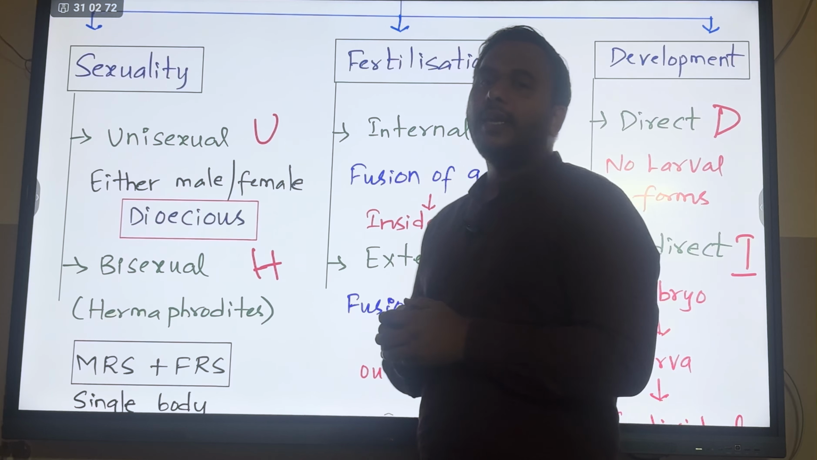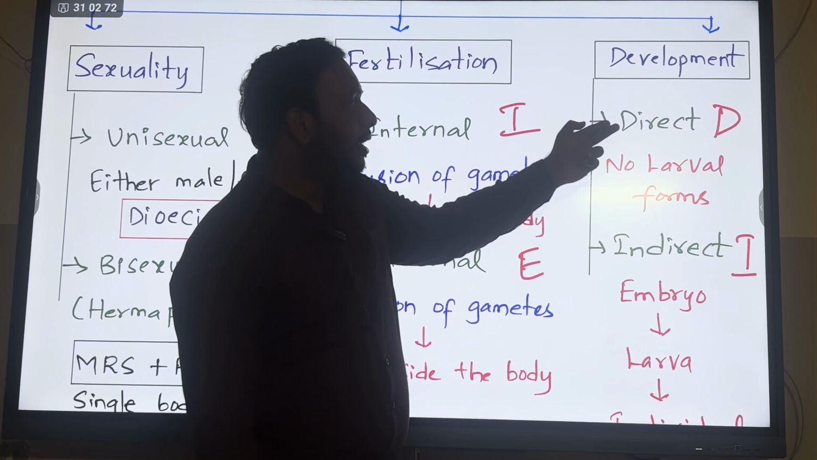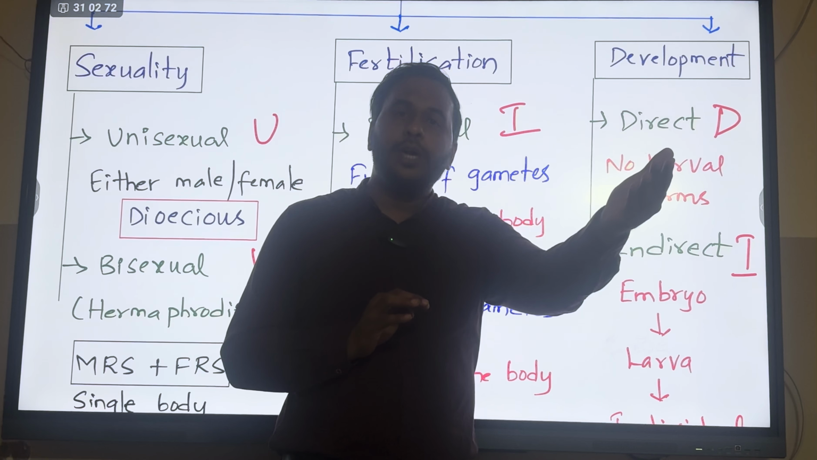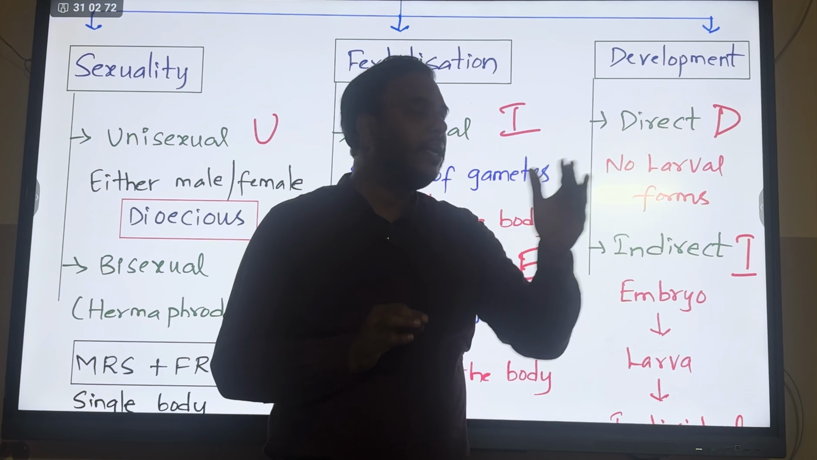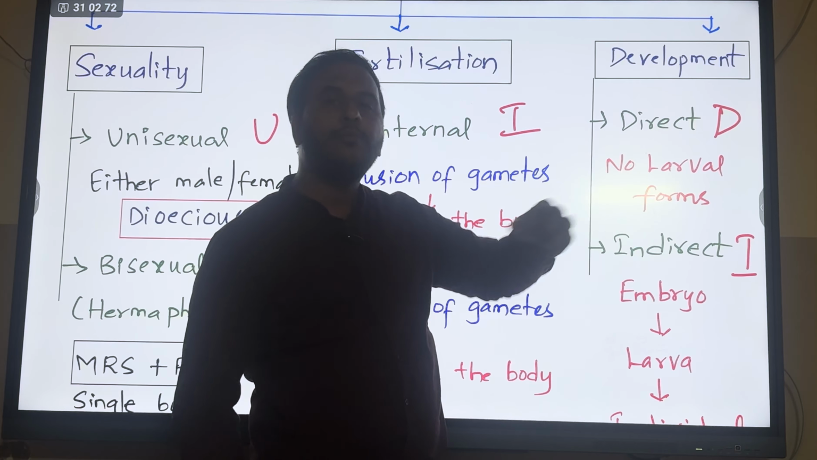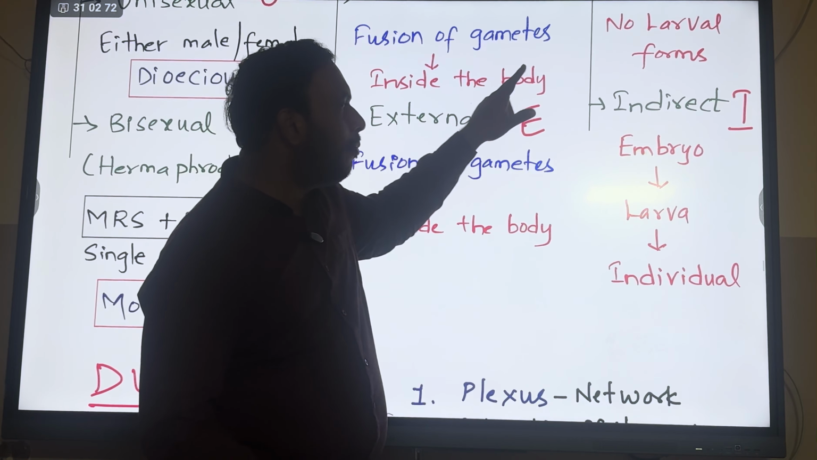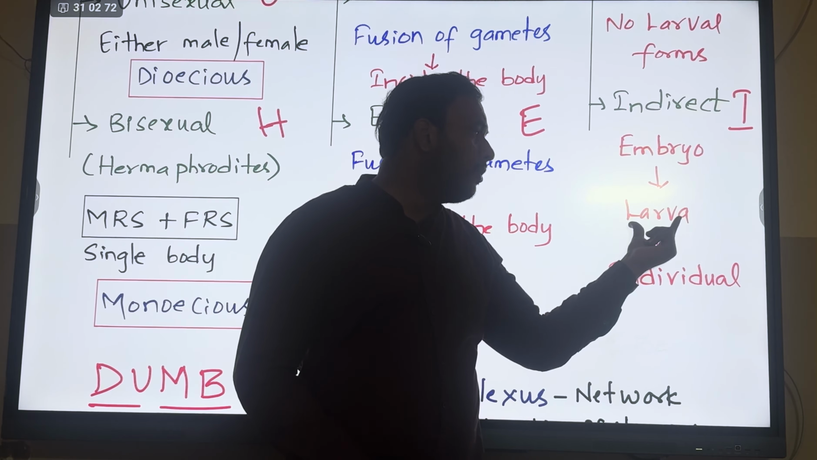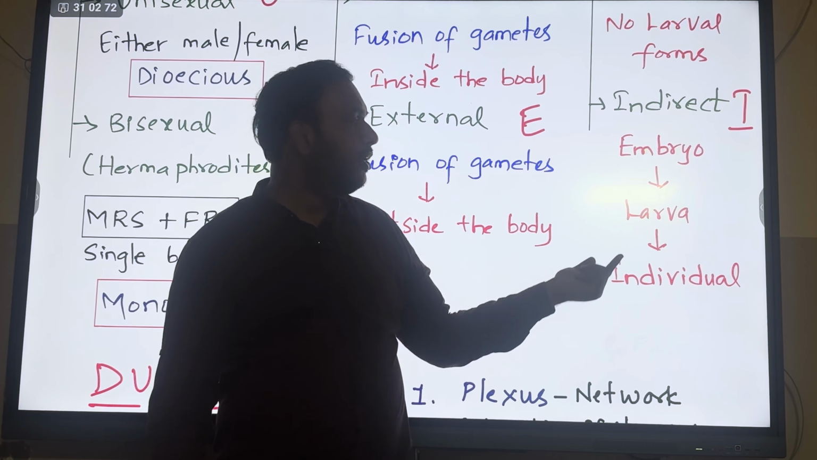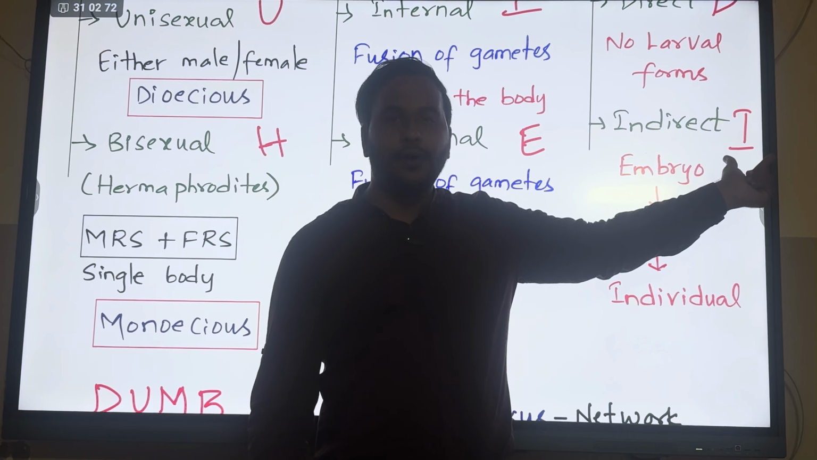Development is nothing but the development of the embryo. Direct development means zygote, embryo, new individual. That means the entire individual, there is no larval form. We call this direct development. That means no larval forms are included here. Next one, indirect development: the embryo goes through the larval stage to attain the total development. So embryo, larva, full individual. This is called indirect development.